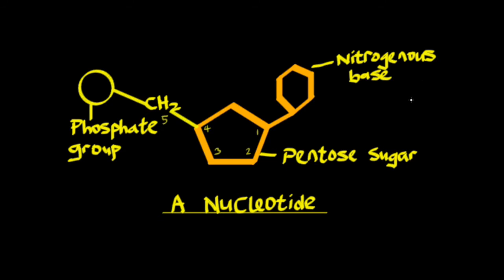Now, in binding, the phosphate group is bound chemically to our fifth carbon atom. And this bond is known as an ester bond.